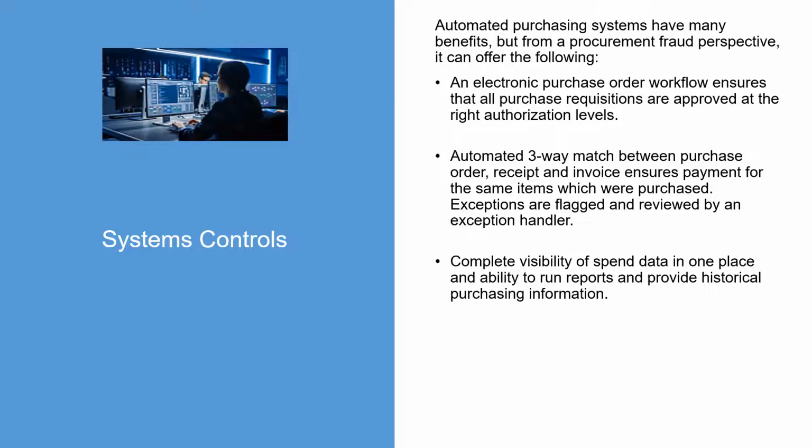And lastly, an automated system provides complete visibility of spend data in one place and provides the ability for departments to run reports and look at historical purchasing information, which is available at their fingertips at any time they want to run these kinds of reports.